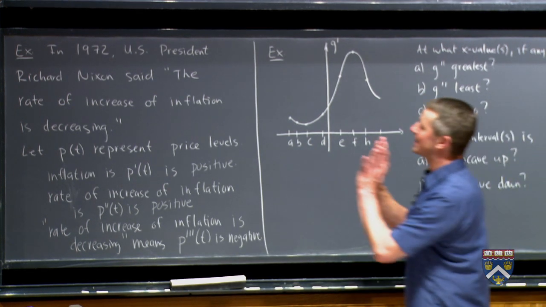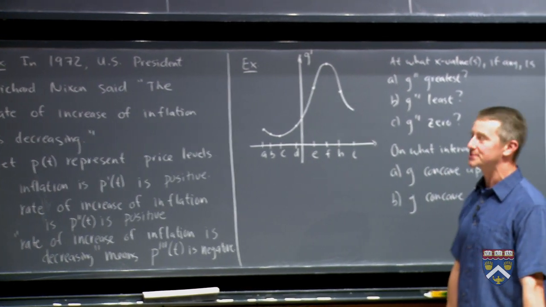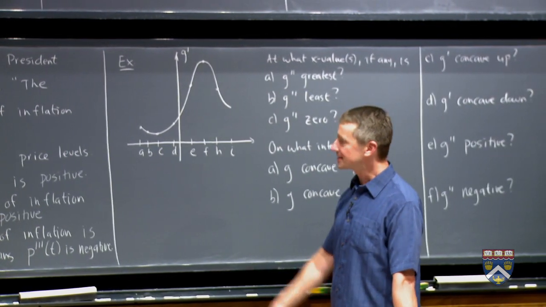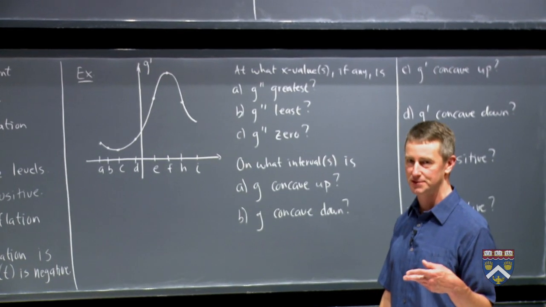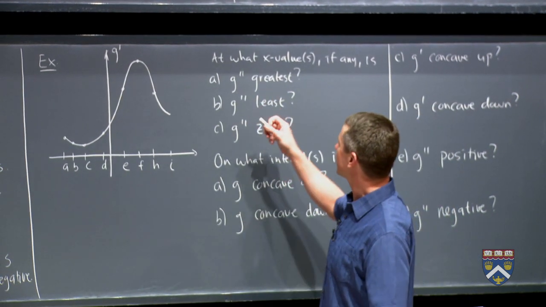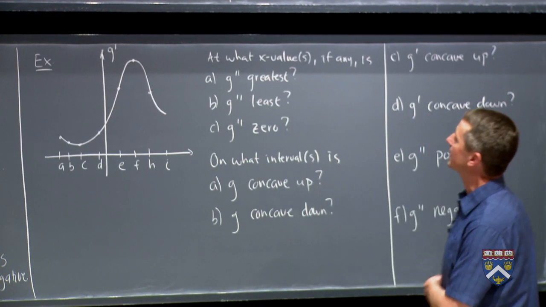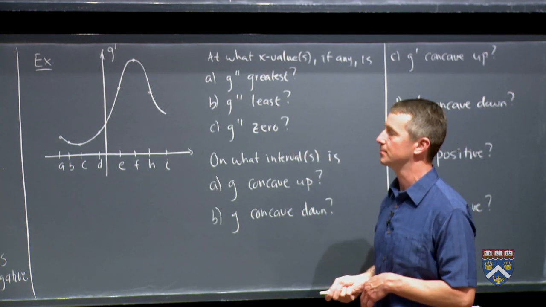All right, take a minute to think about that. Here is our graph of G prime, the same graph that we saw back in week 3. And we asked a bunch of questions about this graph back then, but at that point we didn't have our higher order derivatives. So now we can ask more questions about this graph. We're now asking at what x value, if any, is G double prime greatest, G double prime least, G double prime zero.